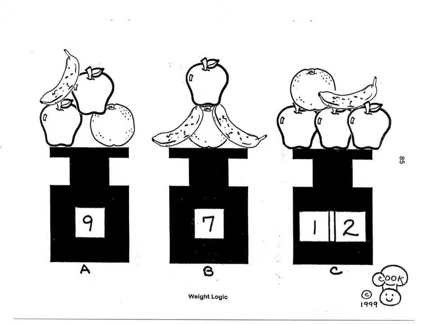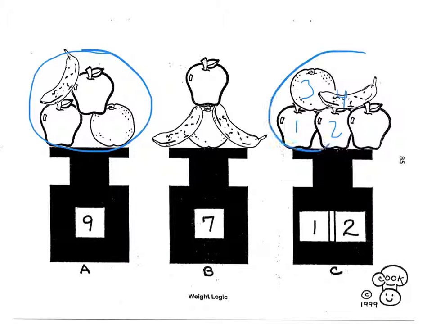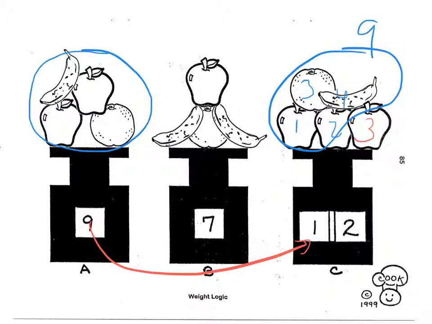So this one looks a little bit more complicated, but if we look at it, we see we have 4 fruit here, and we can find the same 4 fruit here. 1 apple, 2 apples, orange, and a banana. So this much is 9. It leaves just the apple extra, and the difference between the two is 3, so the apple must be 3. So we put in the apple as 3.